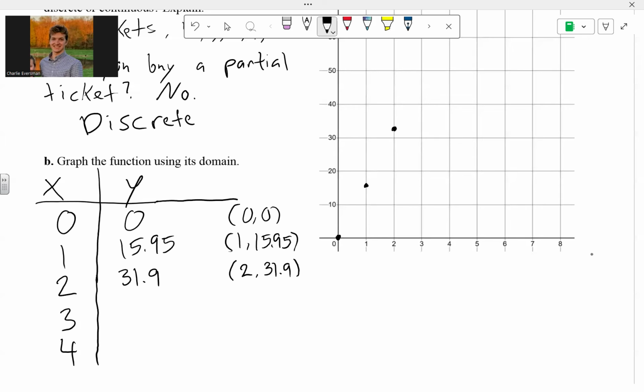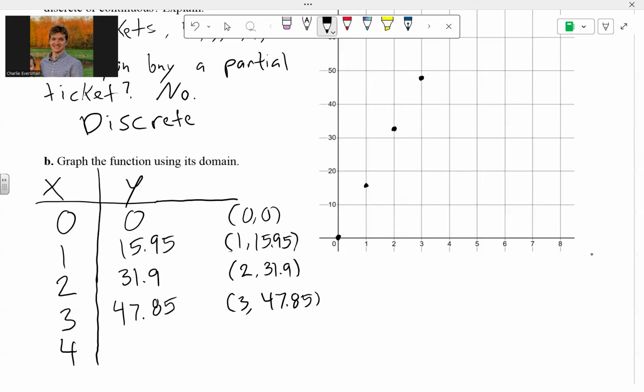Then I do 3. This is where my mind gets a little foggy, but I'm pretty sure that's 47.85. And again, you can use your calculator to check 3 times 15.95, and you should get this, I hope, if I'm remembering right. All right, so then graphing this, I'll go 3 and then almost to 50, or not quite, maybe somewhere right there.